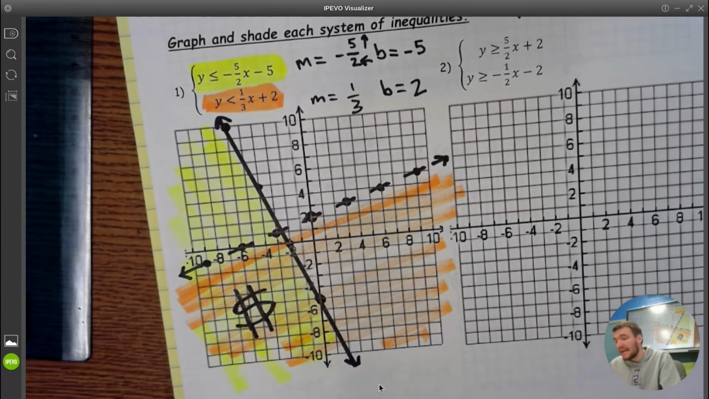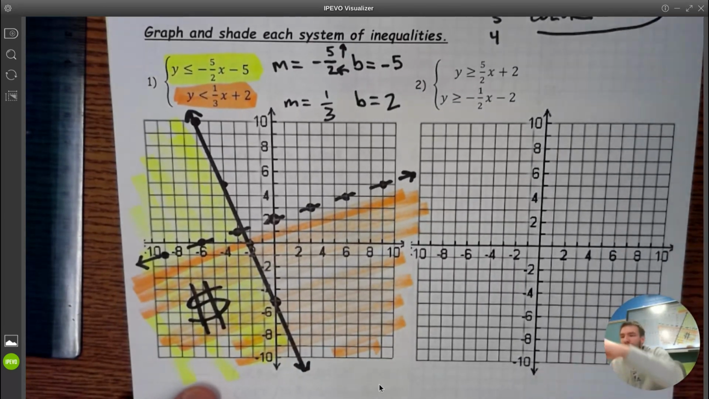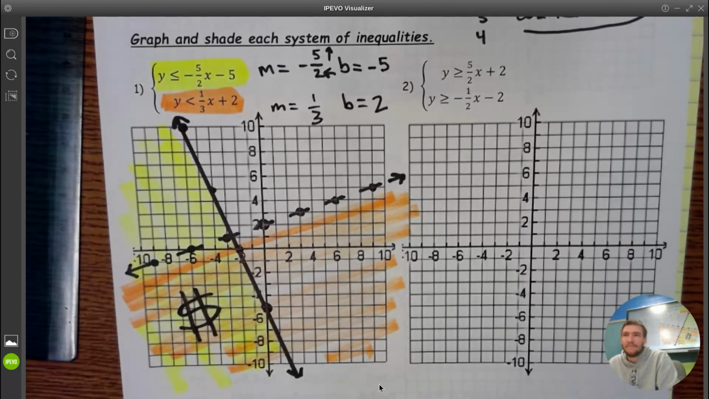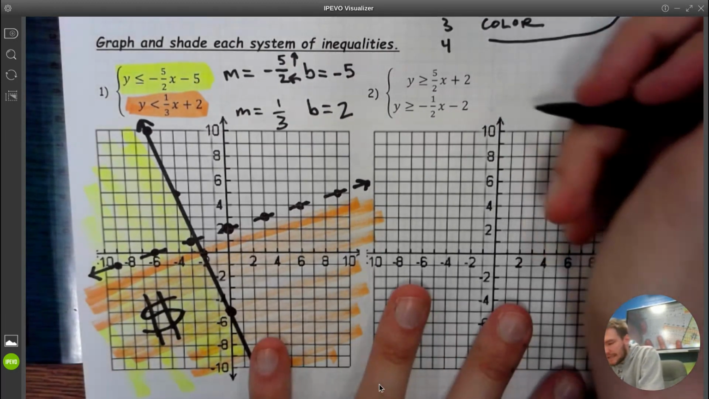At the end of the day, I hope you're thinking to yourself, you know what? For the hardest graphing in Algebra 1, that really ain't that bad, right? You do the M to B, you get the shading, you get the solid dash, that's it, okay? We're going to do 3 more questions. So we're going to keep going here.